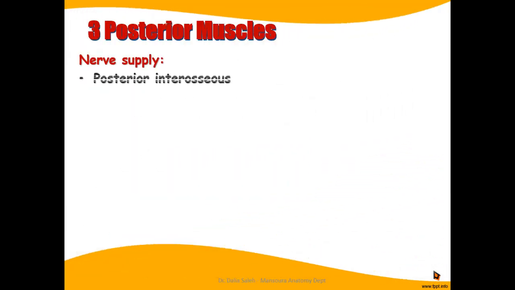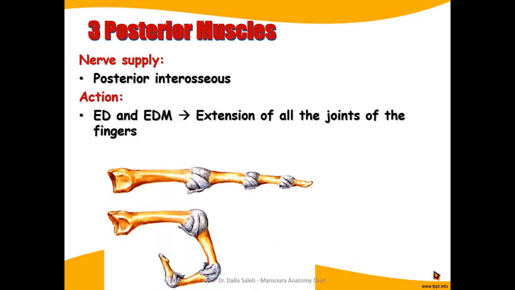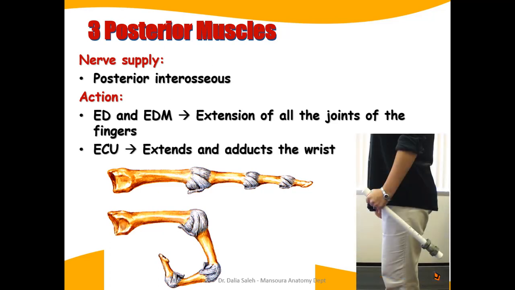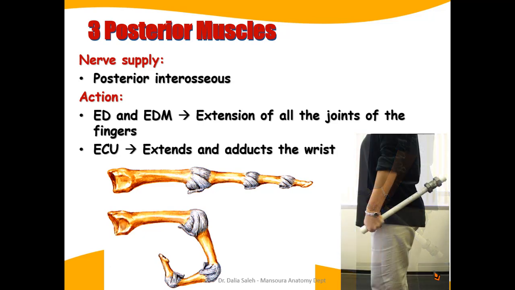They take their nerve supply from the posterior interosseous nerve. So basically all the muscles that take origin from the common extensor tendon are innervated by the posterior interosseous nerve, which is a branch of the radial. And according to their name, the extensor digitorum and the extensor digiti minimi extend all joints of the fingers, while the extensor carpi ulnaris extends and adducts the wrist. We call it ulnar deviation.